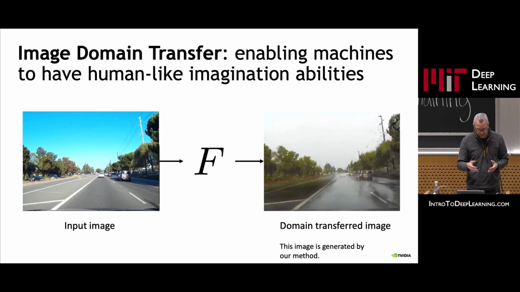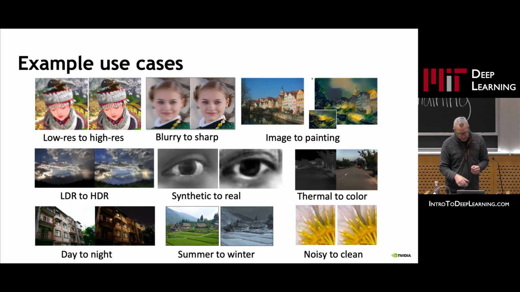And I'll talk about a whole series of techniques that we've used to do things along those lines. Now, you might ask, why would I want to do this in the first place? The example I showed is one I'll come back to. But there are other examples of translating one image to another with the goal of enhancing or changing it in some particular way. It could go from low res to high res, for instance, or if you have a blurry image, you might want to make it sharp, or if you have a photograph, you might want to make it look like a painting, or if you have a low dynamic range image, you might want to make it look like a high dynamic range image, or if you have a synthetic image, you might make it look more real, or if you have a thermal image, maybe you want to add color to it.